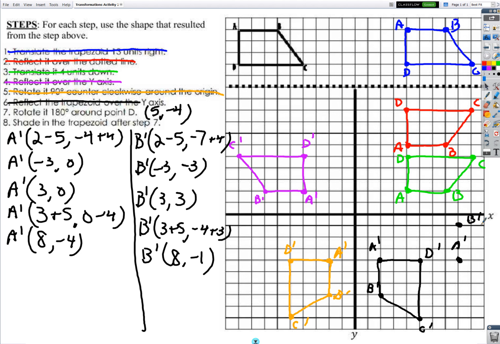Now, something that you may not know. When your point of rotation is one of the points, one of the vertices on the polygon, that one's not going to move. So, if we have time and you want, I'll go ahead and do D, but I can tell you that D is going to stay right where it's at. Nothing's going to happen to D.